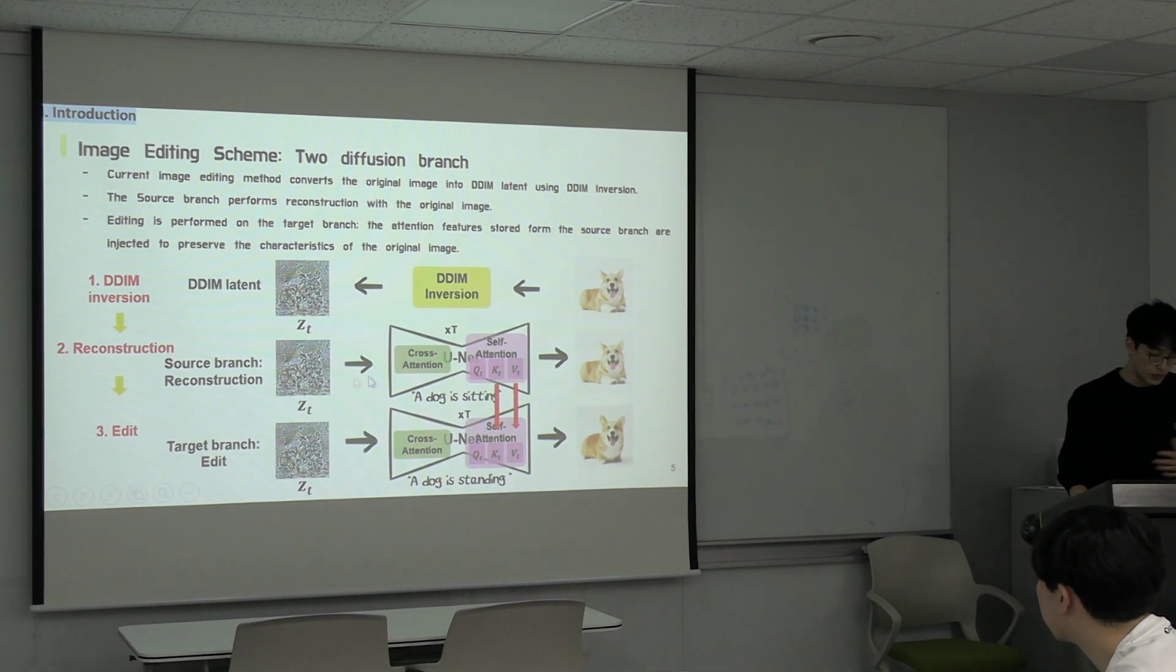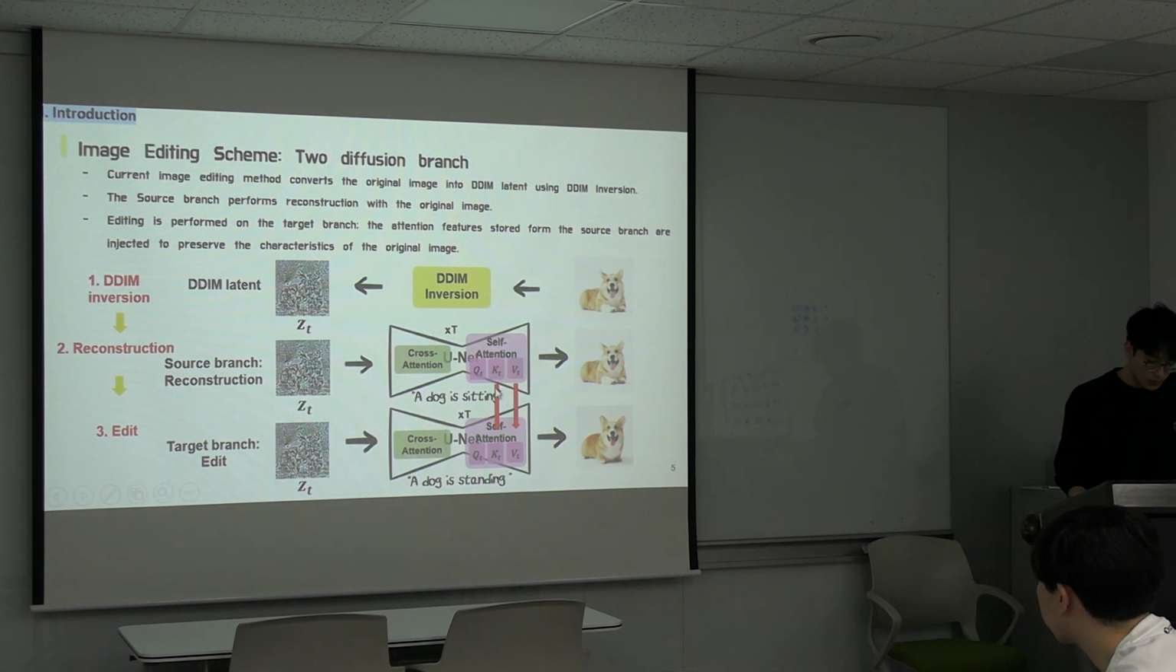After this reconstruction process, the editing process is performed. In this process, the attention features which were saved before are injected into this process. With this attention feature injection scheme, we can preserve the structure and composition of the original image like this. So this is the output of the editing results.